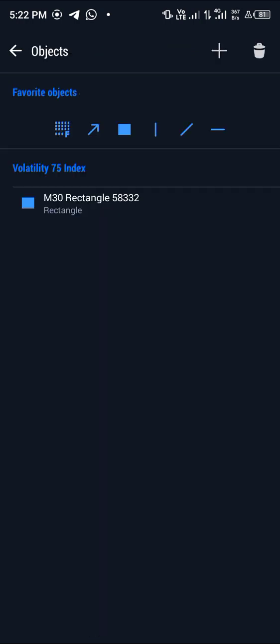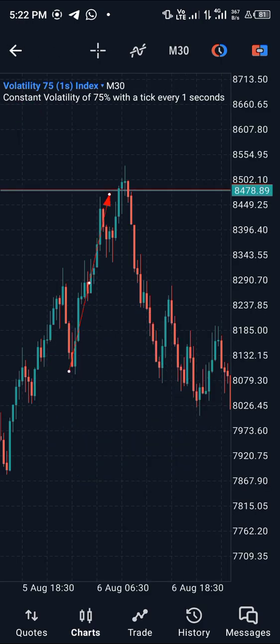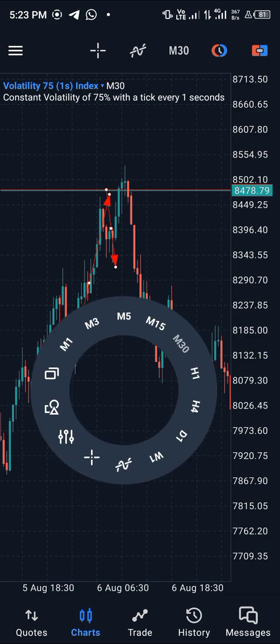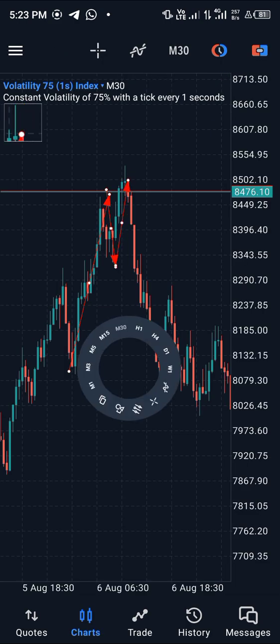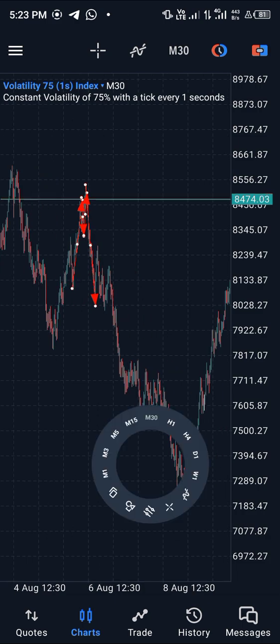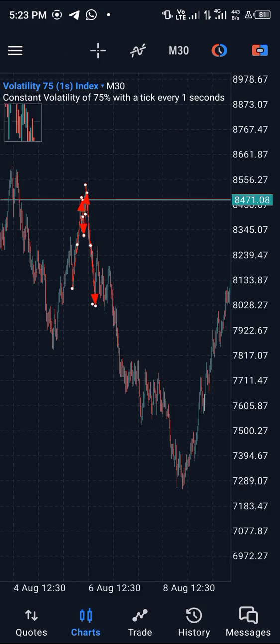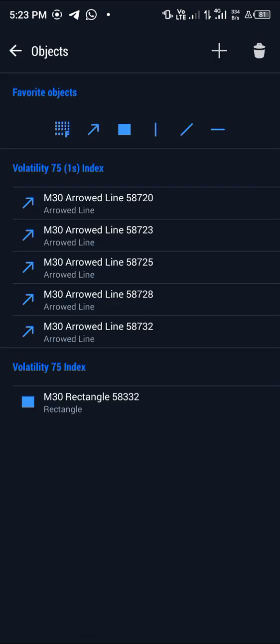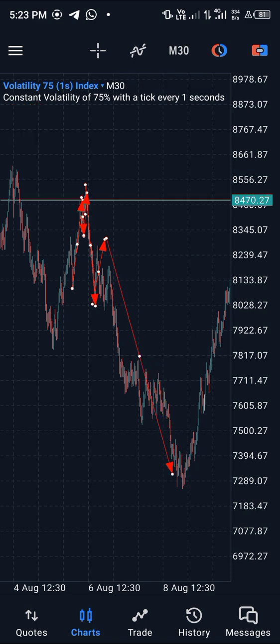The market created a range. You understand? It created this high and created this low, and came again, created this high, and came again, created this low. Then it started giving us all these liquidities. Market created all these liquidities. I'm not going to be drawing the liquidity one by one. It gave us all these liquidities.